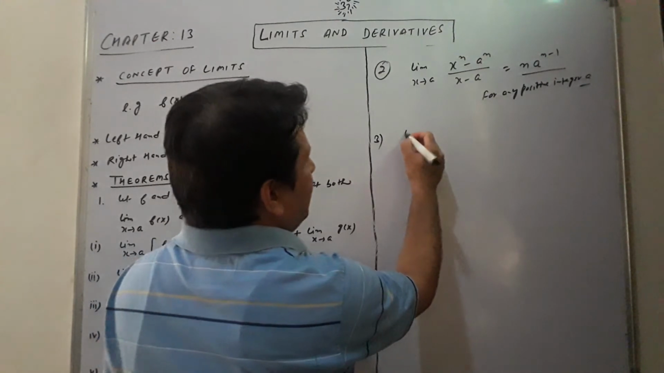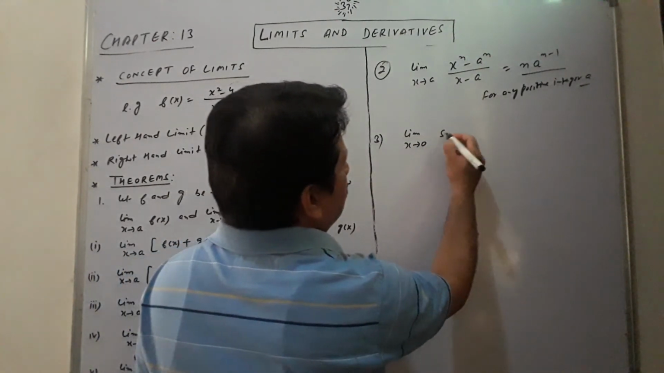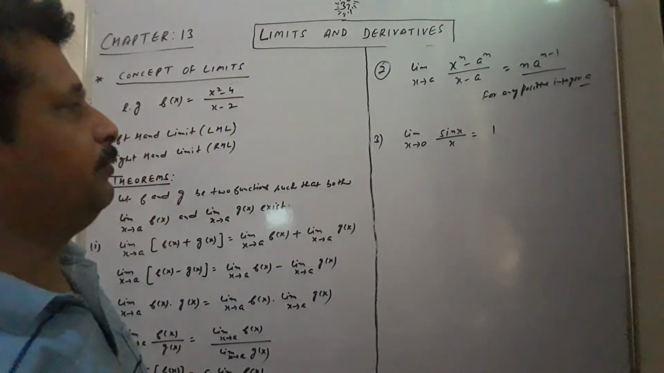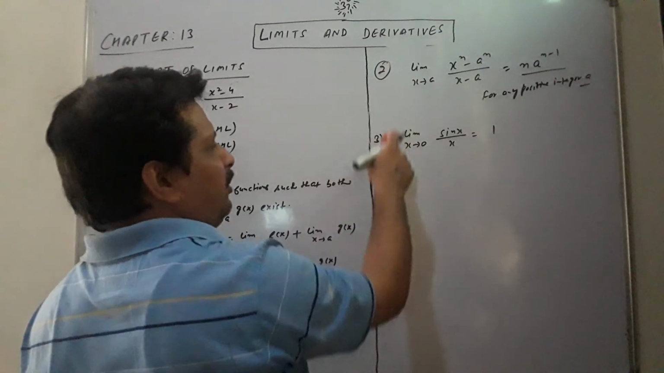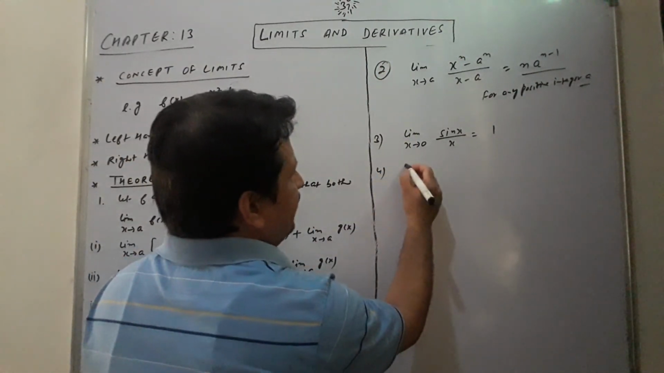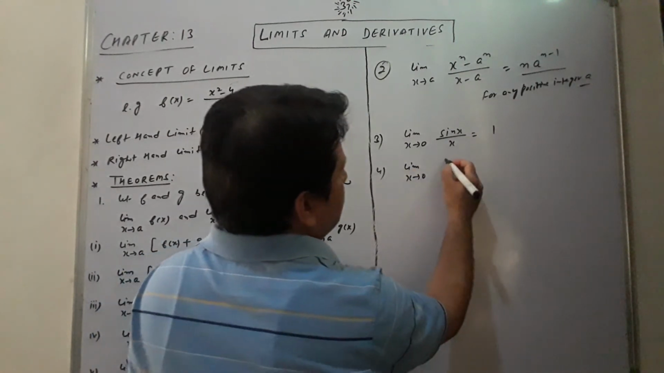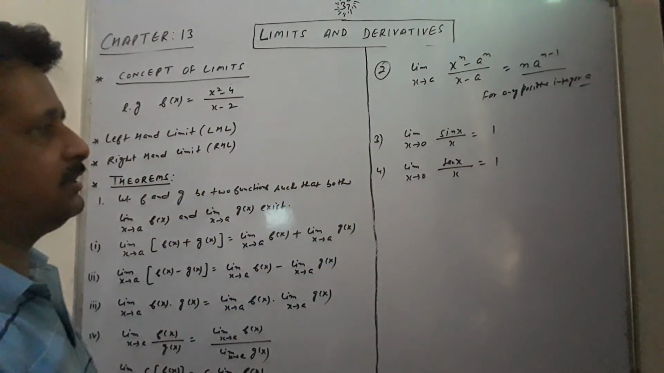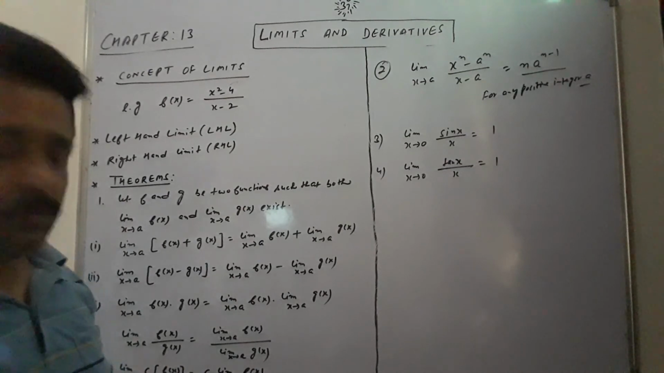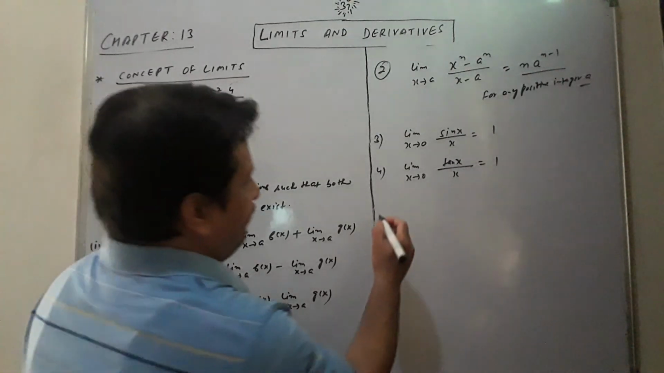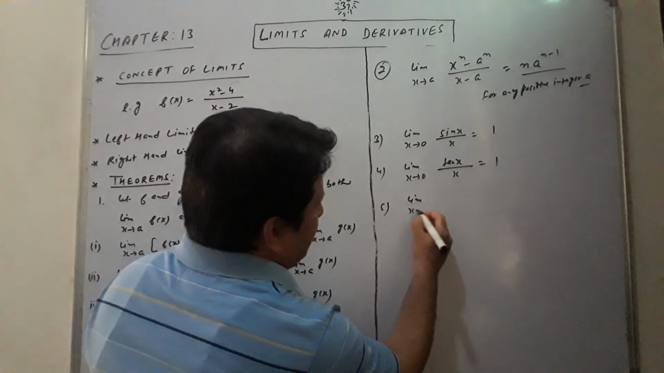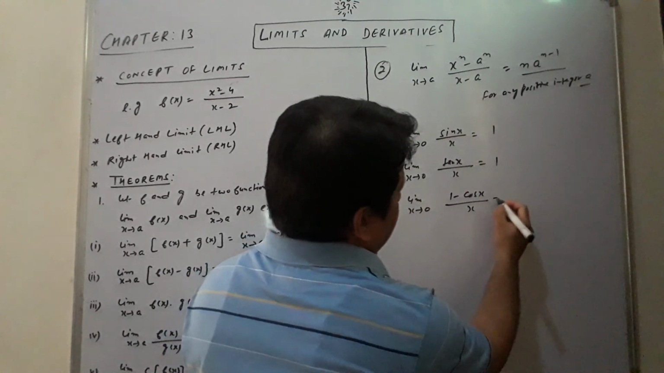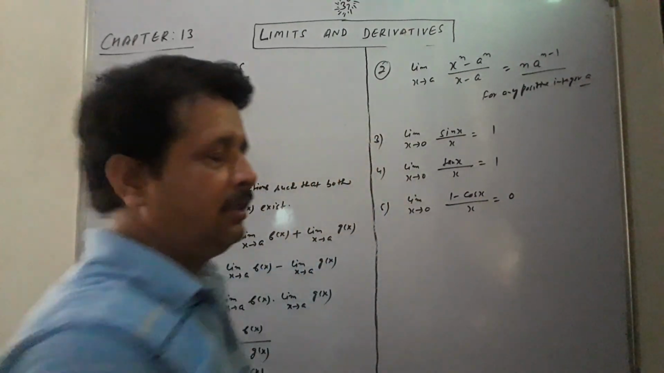Theorem number 3, the limit x tends to 0 of sin x upon x. Remember, students, it is always equal to 1. The proof of this theorem is given in your NCERT book. Fourth one is limit x tends to 0 of tan x by x. That is always equal to 1 then, students. Directly we will use this solution in the exercise questions. Next, fifth one is limit x tends to 0 of 1 minus cos x by x. This is equal to 0 then, students. How will it come as equal to 0?